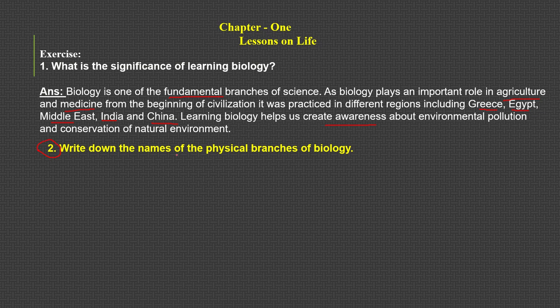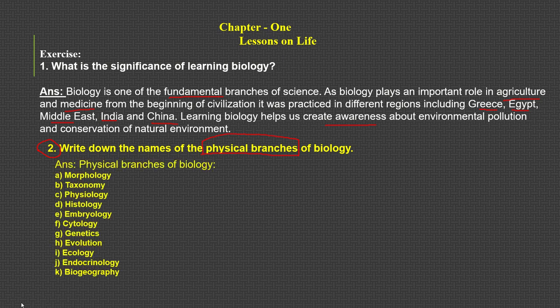Write down the names of the physical branches of biology. Physical branches of biology. Number 1 is morphology. Morphology is divided into 2 branches, that is external and internal morphology.